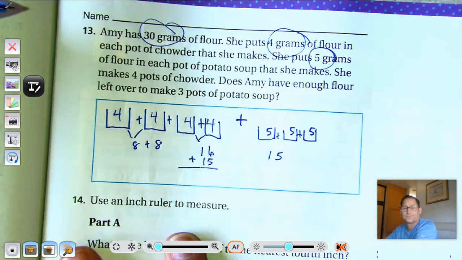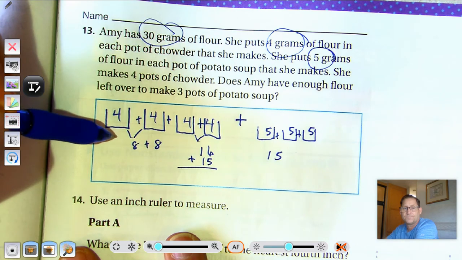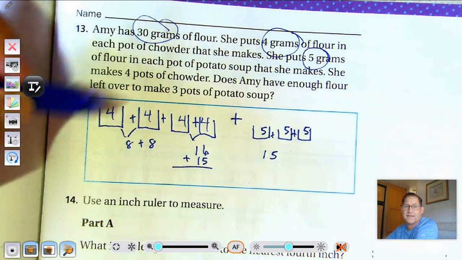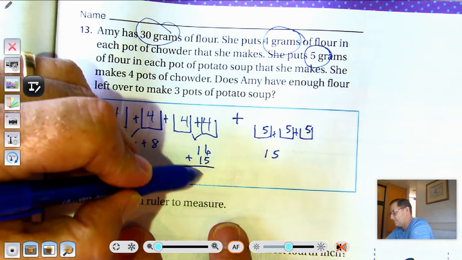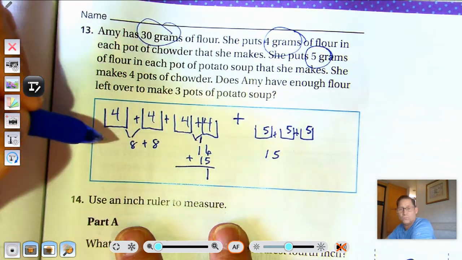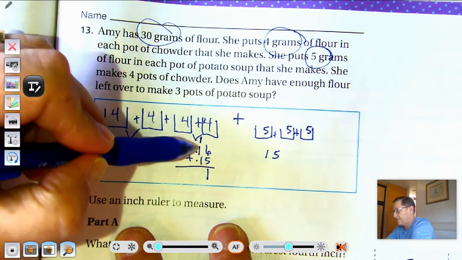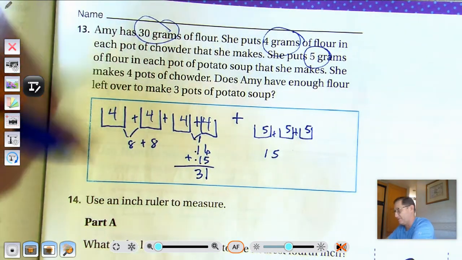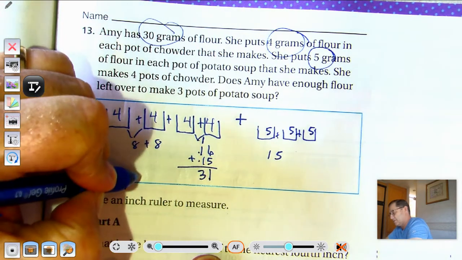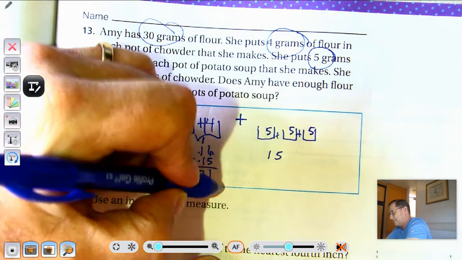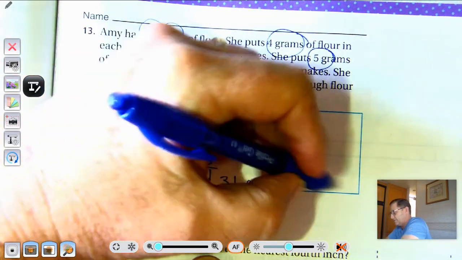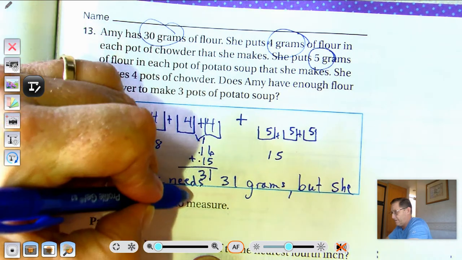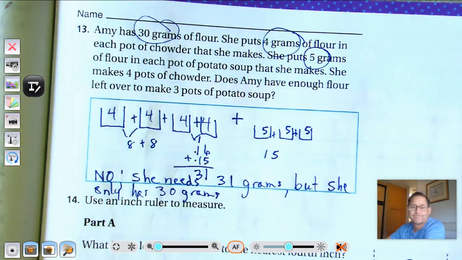16 plus 15. So she's using 16 grams of flour for the chowder, and she still has to have 15 grams left in order to make the potato soup. So 6 plus 5 is 11. I'm going to regroup that as 1 ten and 1 one. And 1 ten, 2 tens, 3 tens, 31 grams. She doesn't have enough. Does Amy have enough? No. She needs 31 grams, but she only has 30 grams.